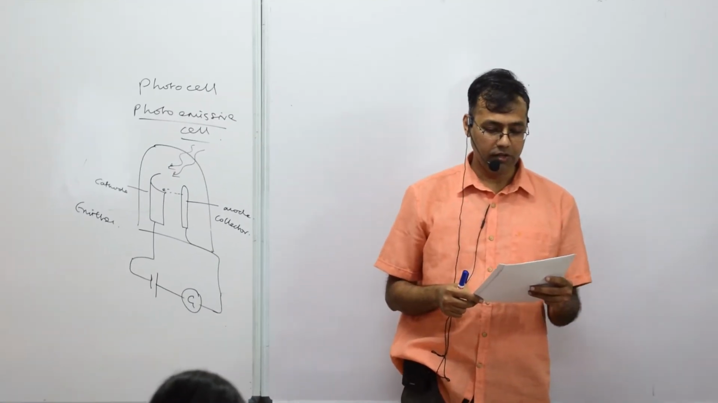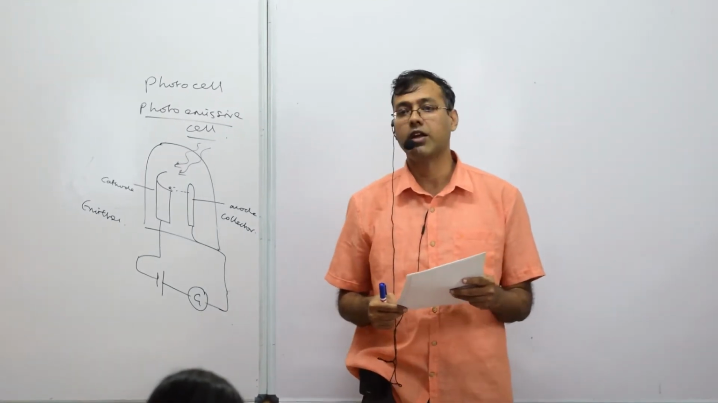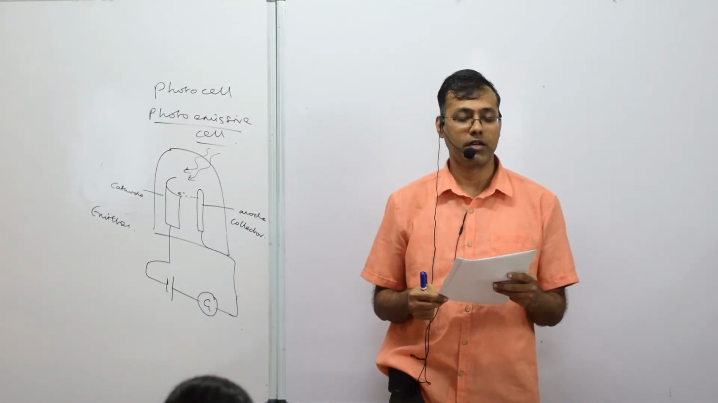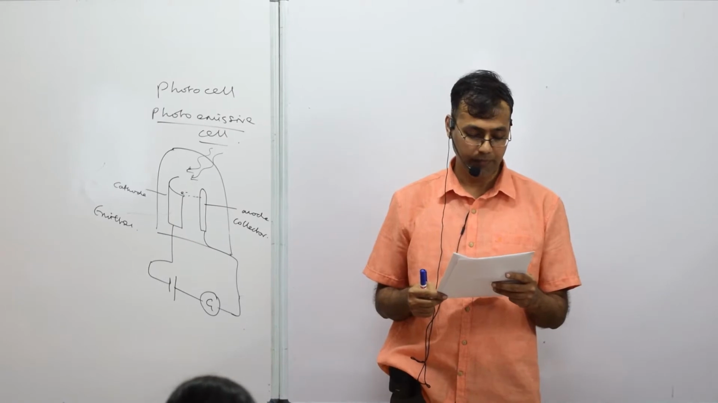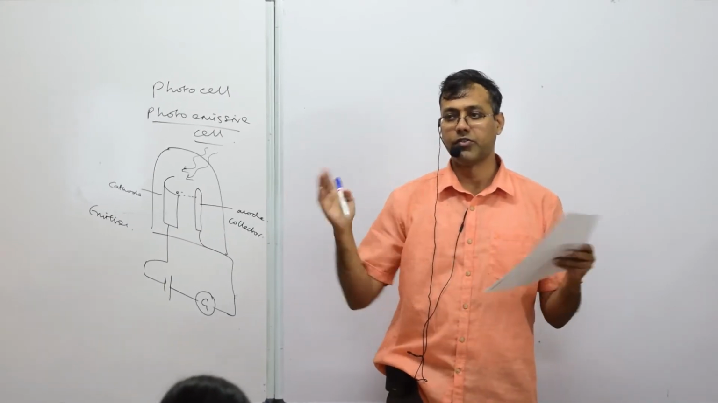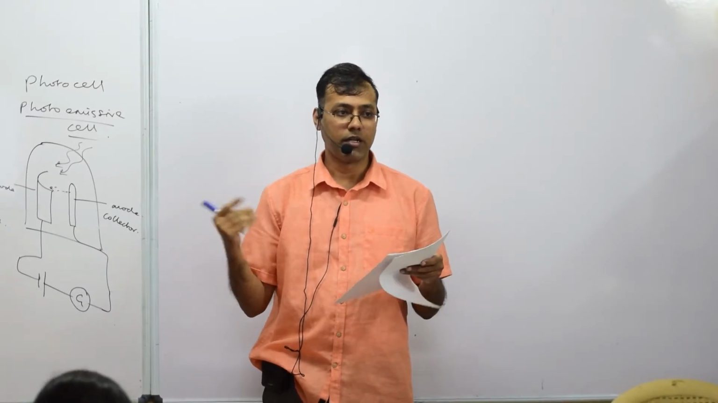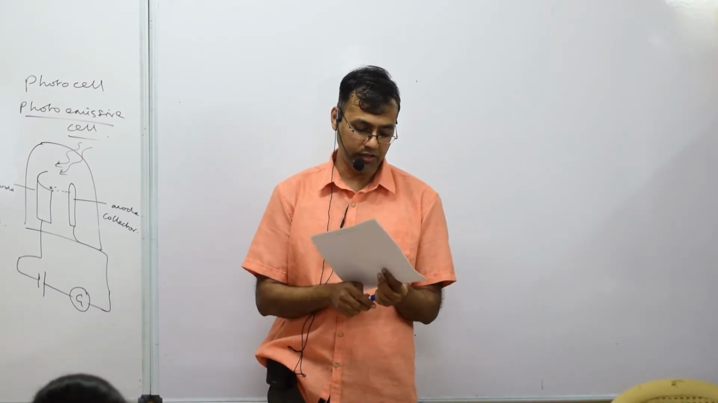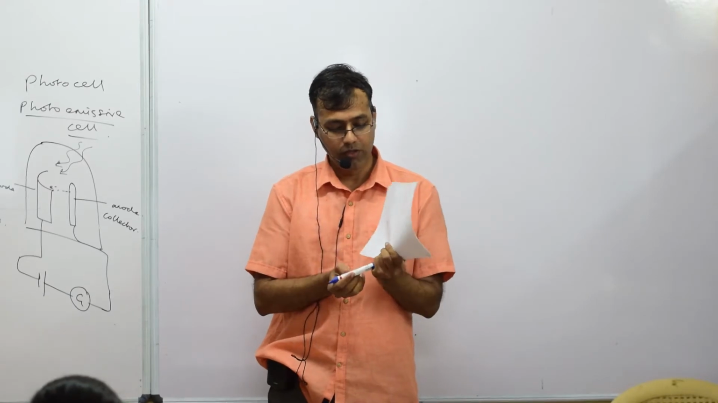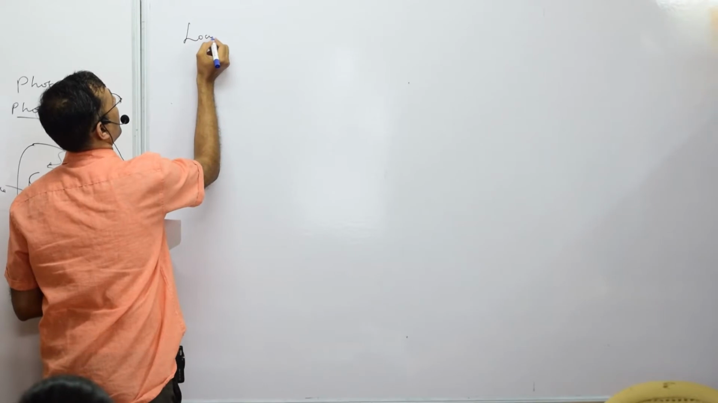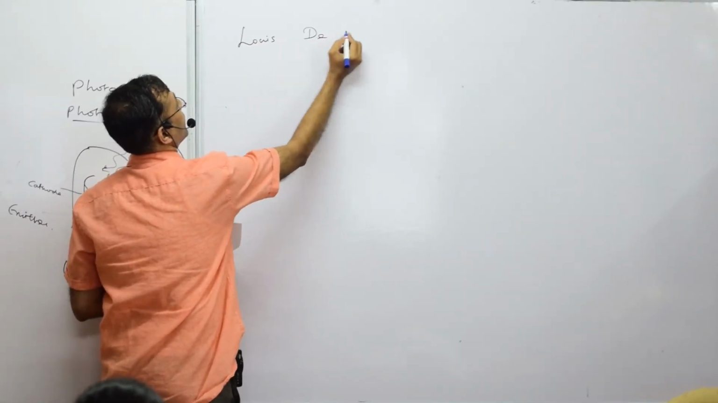So as I said, there are some situations where light behaves like particles, and there are some situations where light behaves like waves, right? So there was always some confusion among the scientists whether to take the wave nature or the particle nature. There was one scientist called Louis de Broglie. He was a French scientist.